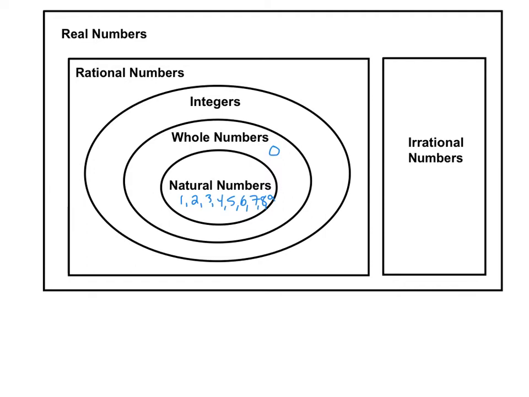But let's move on. We've got all of these things that are included in integers as well, except with integers we can start to include the negative numbers. So we could include something like -1. We could include something like -14. We could include something like -256. So those are things that we could include in integers.